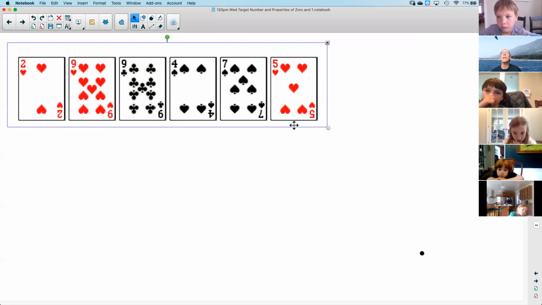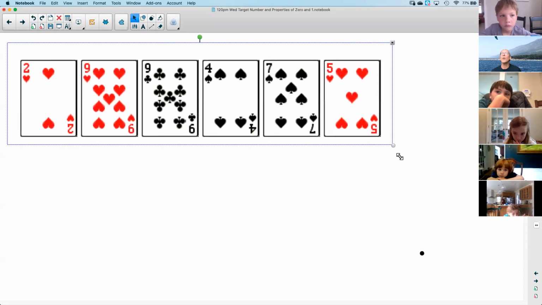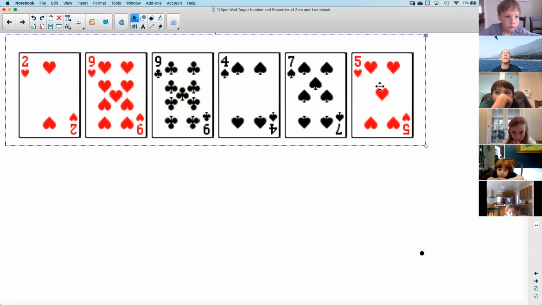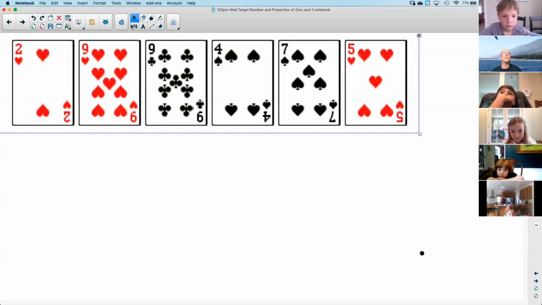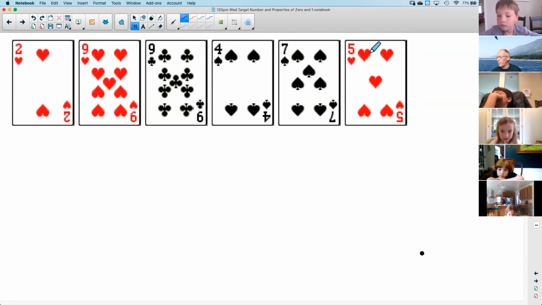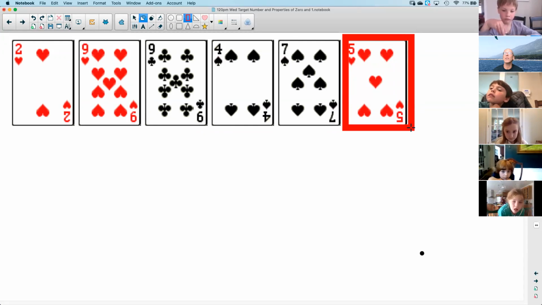Now we're gonna let the target number be a 5. And I want you guys to think about helping Mr. Kramer solve this puzzle. And remember, if we can solve it, we get all 6 points. 5 is our target number. What would you guys like to do first?